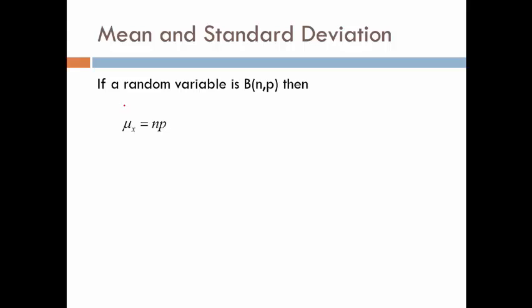The expected value, right, another name for that is mu. So there's your expected value: just n times p. So for the last example, that was 20 tickets times the probability of 0.1, which equals 2.